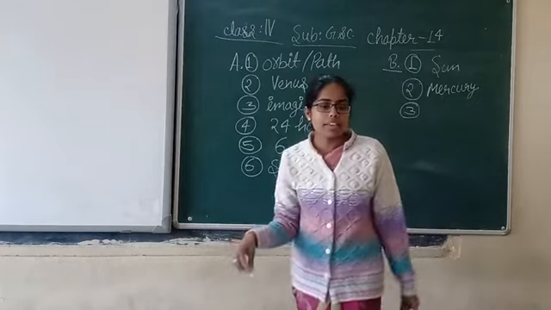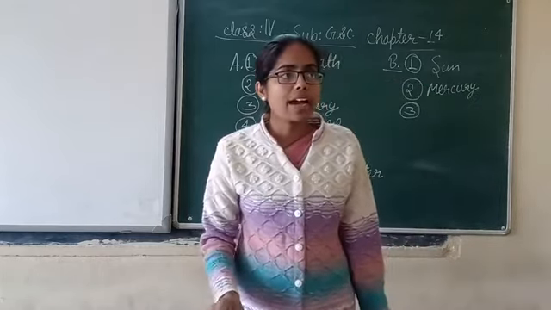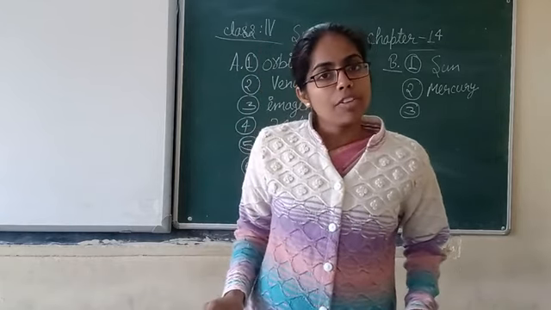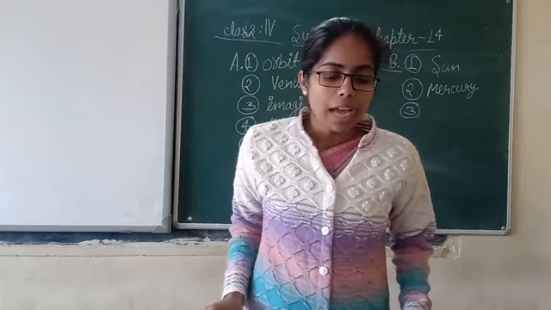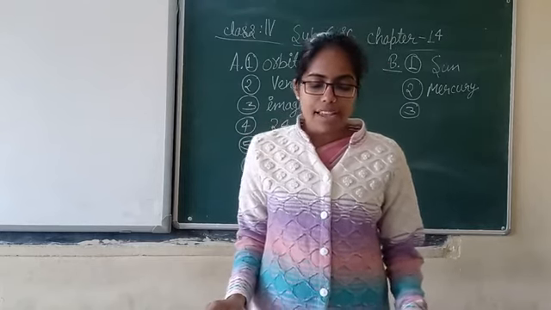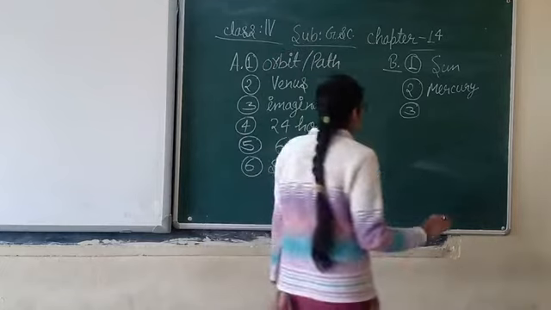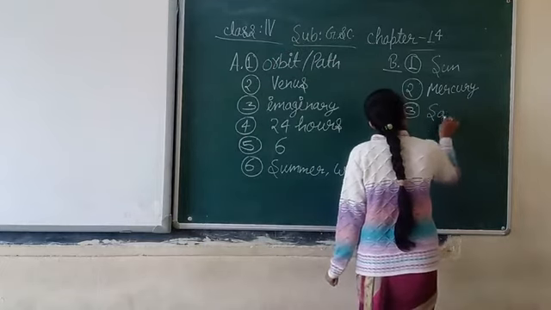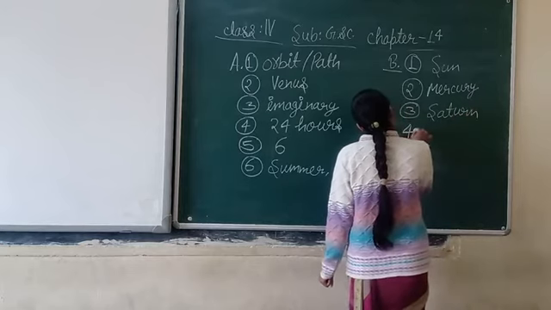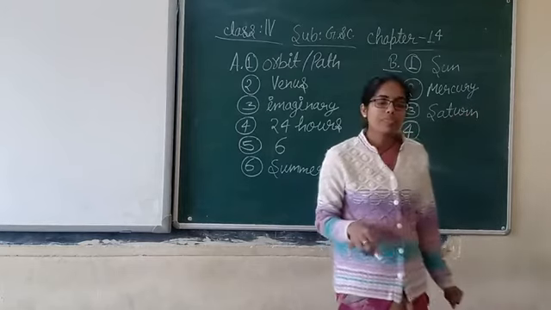Question number 3. This planet has rings around it. We have 3 options: Neptune, Uranus, Saturn. And Saturn is the correct answer. S-A-T-U-R-N.